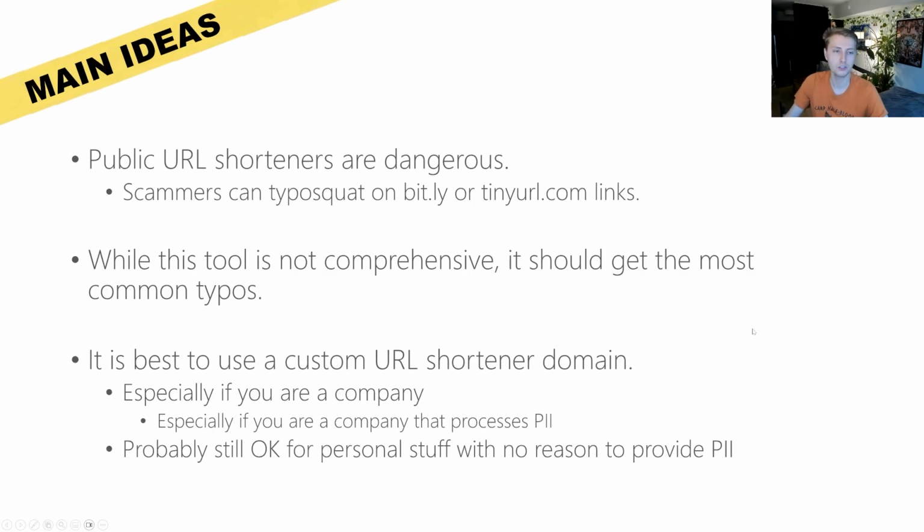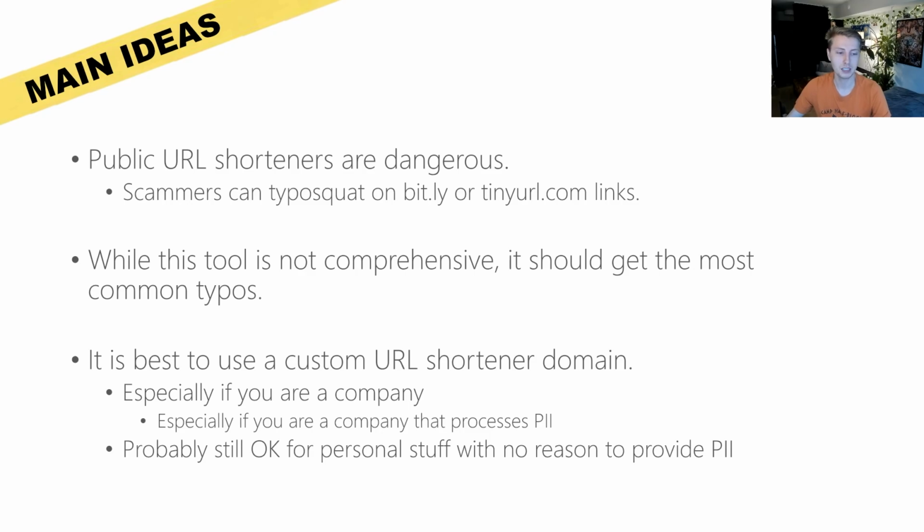The main ideas for my work have not changed. Public URL shorteners are dangerous since scammers can typo squat on these types of links. Of course, I can't get every single typo that a user may make, but based on my research and the references you'll see, it should get the most common typos, and I should be getting even more common typos thanks to the help of my classmates.